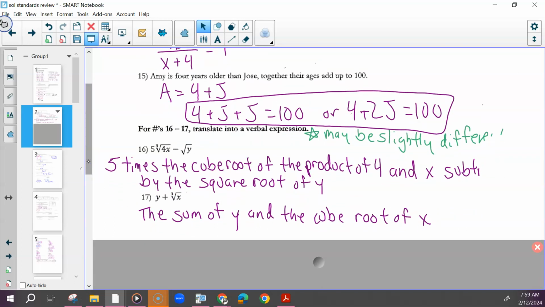And then 16 and 17, yours doesn't have to be exactly like mine. These are just ways to write them. So for 16, I have 5 times the cube root of the product of 4 and x. That should have been subtracted by the square root of y. And 17, the sum of y and the cube root of x, sorry. But you could have had different things there.